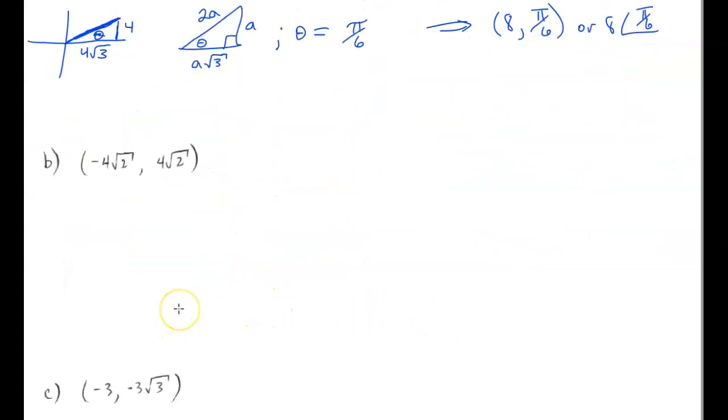All right, so let's look at example B. So example B, we're going to do a similar thing. We could calculate what r is first. We know that r is just going to be the x coordinate squared plus the y coordinate squared, and then we take the square root of that.